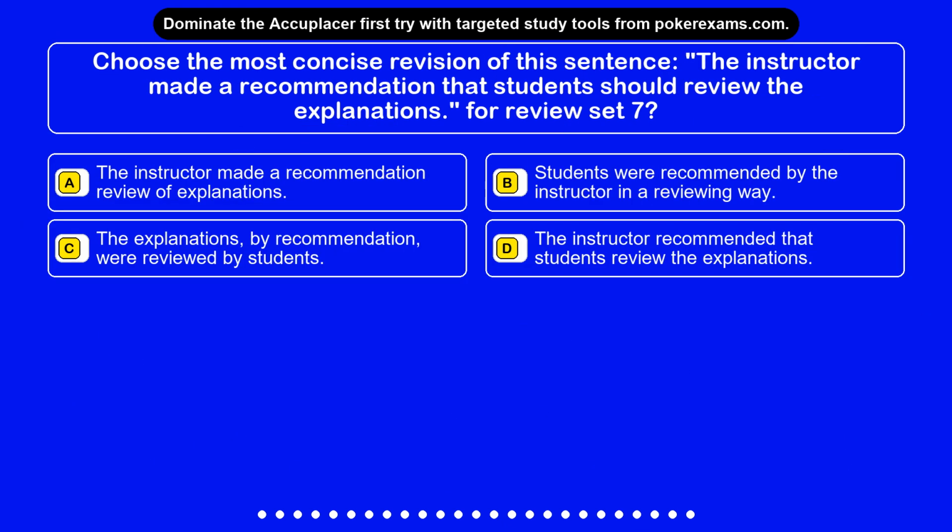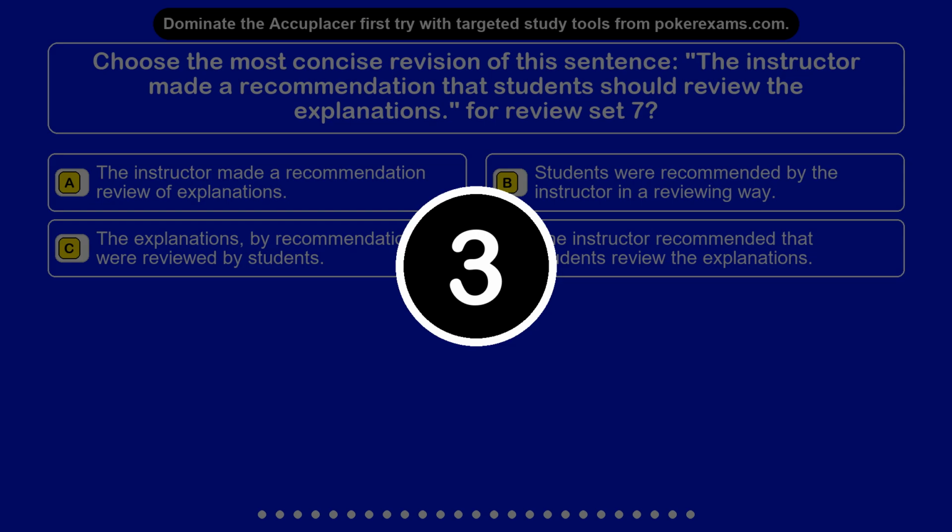Question 22. Choose the most concise revision of this sentence. The instructor made a recommendation that students should review the explanations. For review set 7. Option A. The instructor made a recommendation review of explanations. Option B. Students were recommended by the instructor in a reviewing way. Option C. The explanations, by recommendation, were reviewed by students. Option D. The instructor recommended that students review the explanations.